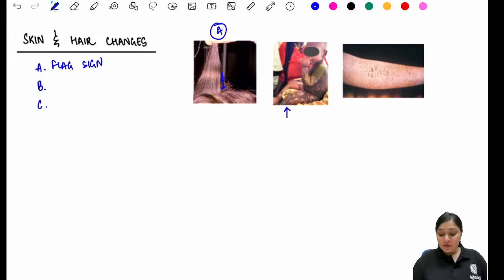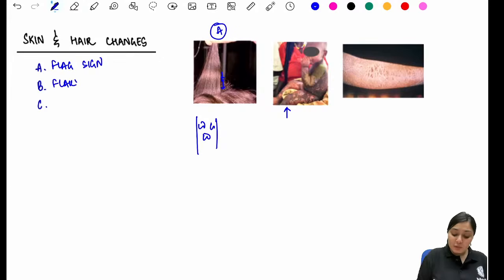Then we have this child B. There is peeling of the skin, right? If you look at the skin, it will look as if paint has been chipped off of the skin. So this is known as flaky paint dermatosis.